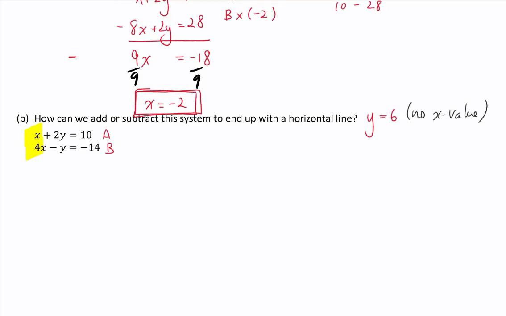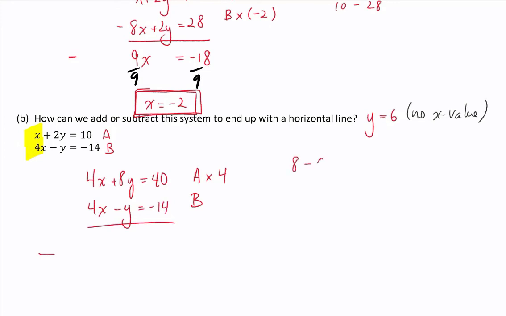Hopefully you've tried that. What I would do is take A and multiply it by 4. A multiplied by 4 gives me 4x plus 8y equals 40. I would leave B the way it was. So B is 4x minus y equals -14. Then I would subtract. 4x minus 4x is 0. 8 minus -1 gives me 9y's. 40 minus -14 gives me 54.